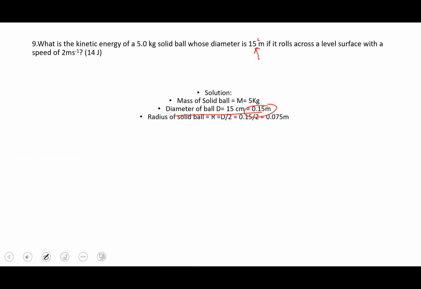Moving on to the next part, the radius of the solid ball will be this diameter divided by 2. We get 0.15 divided by 2, which will be 0.075 meters.